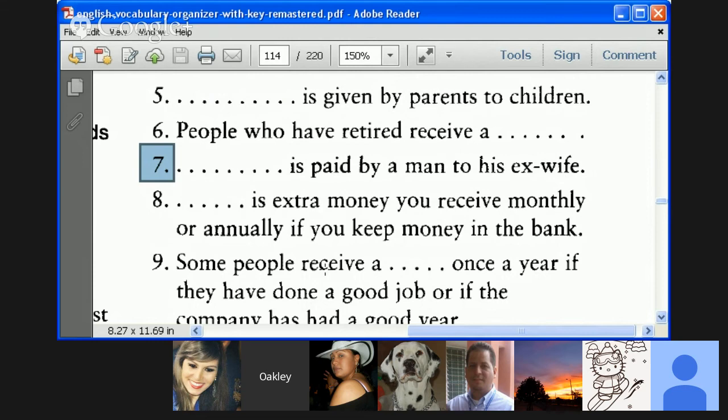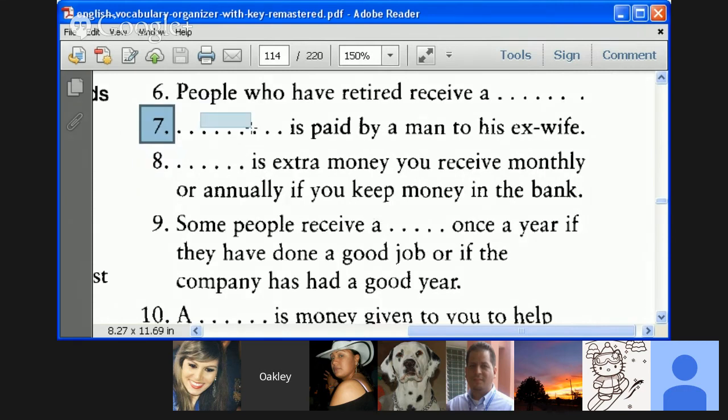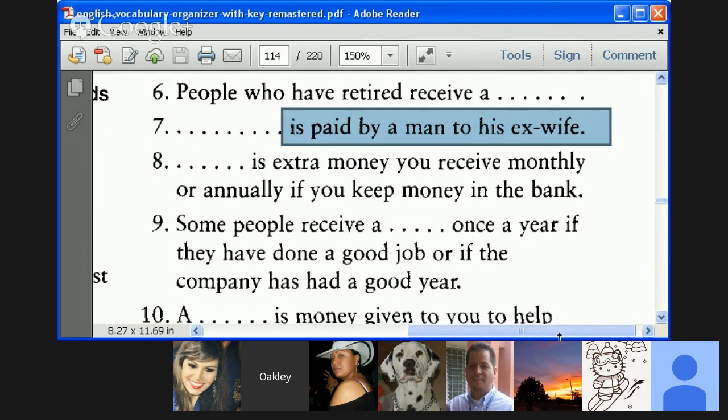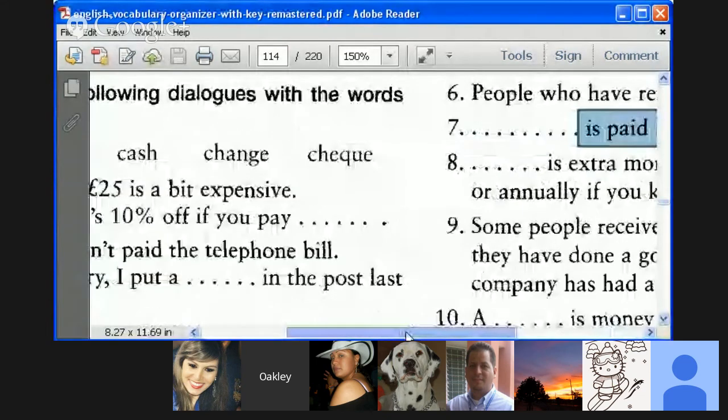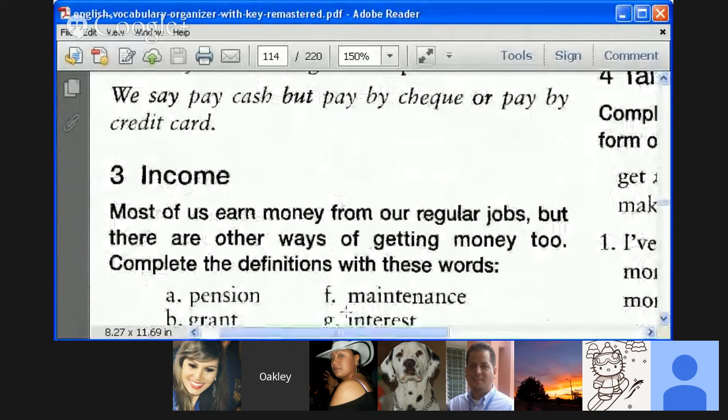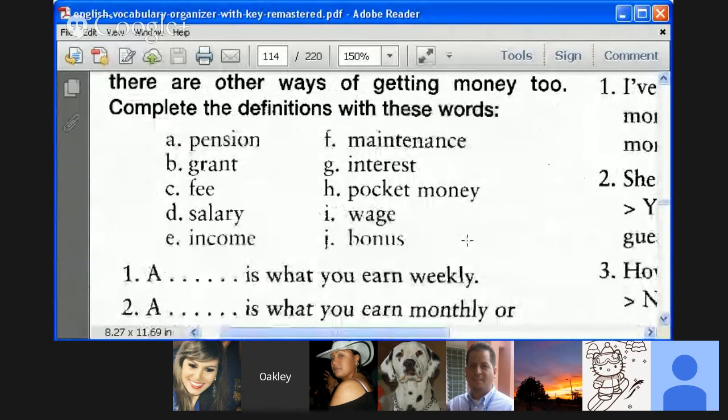Let's continue. All right, Max, number 7. Let me look at this. Something is paid by a man to his ex-wife. Maybe maintenance. Yeah. Here's another one where it's a big difference.